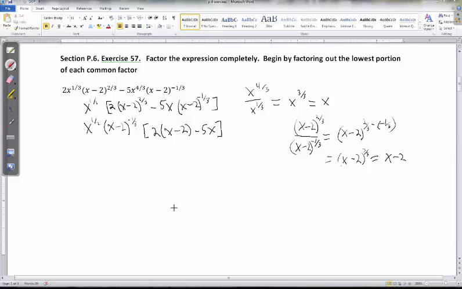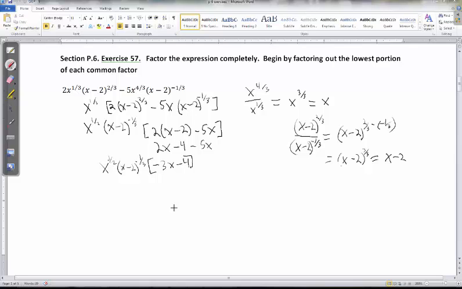Alright. Now we just have to do some cleanup at the end. This parentheses can be simplified because I've got some like terms after I remove that parentheses inside. So 2x minus 4 minus 5x. I can combine the 2x and the 5x. Negative 3x minus 4. x to the 1/2. x minus 2 to the negative 1/3. On the next step, I think I'll use regular parentheses instead of square brackets, since I don't have two levels of parentheses anymore.